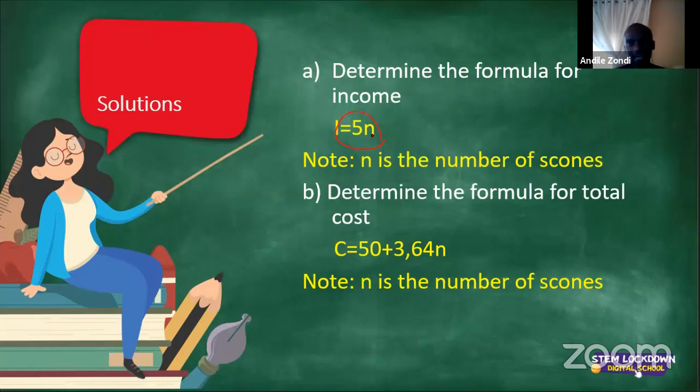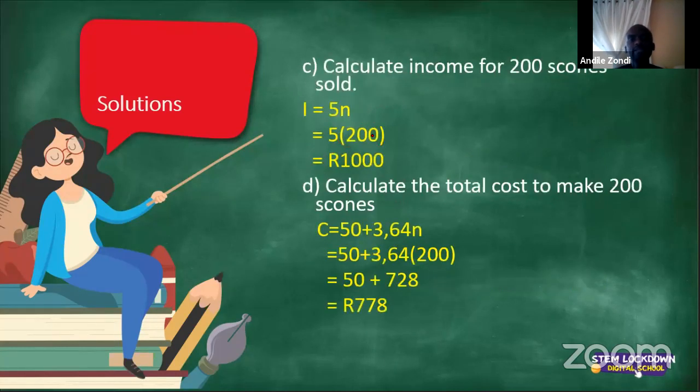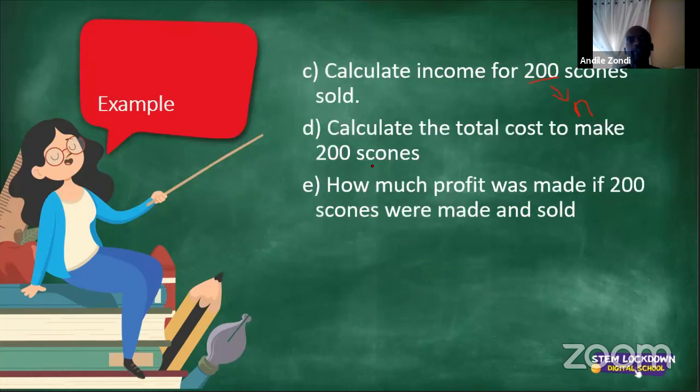I encourage you guys to use your calculators. So our answer is something like this: 5 rand times N, 5 times 200. 5 times 200 is 1,000. So if Cindy sells 200 scones at 5 rand per scone, she'll make 1,000. That is also easy.